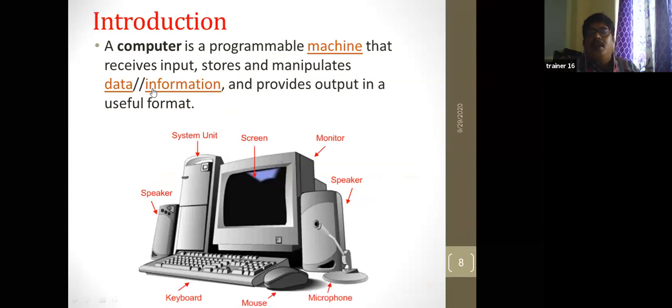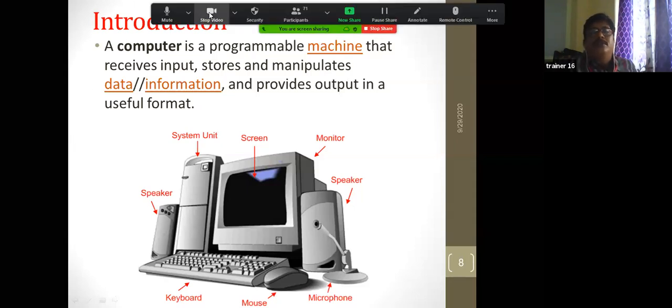About the introduction to microprocessor and microcontroller. Before we go to the microprocessor, we have to know about the computer. Anybody, can you tell the other name for CPU? Anybody? The other name for CPU. So wait 1 minute.